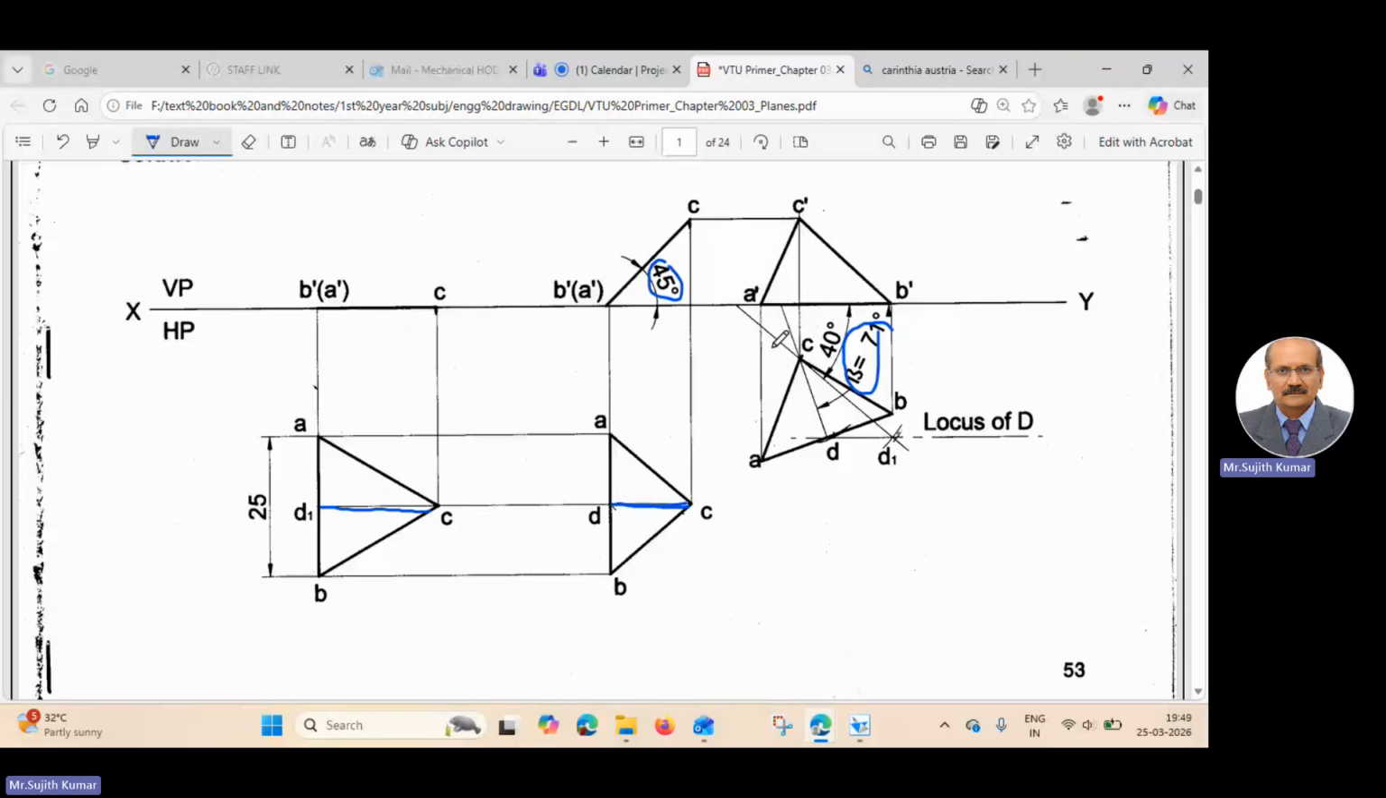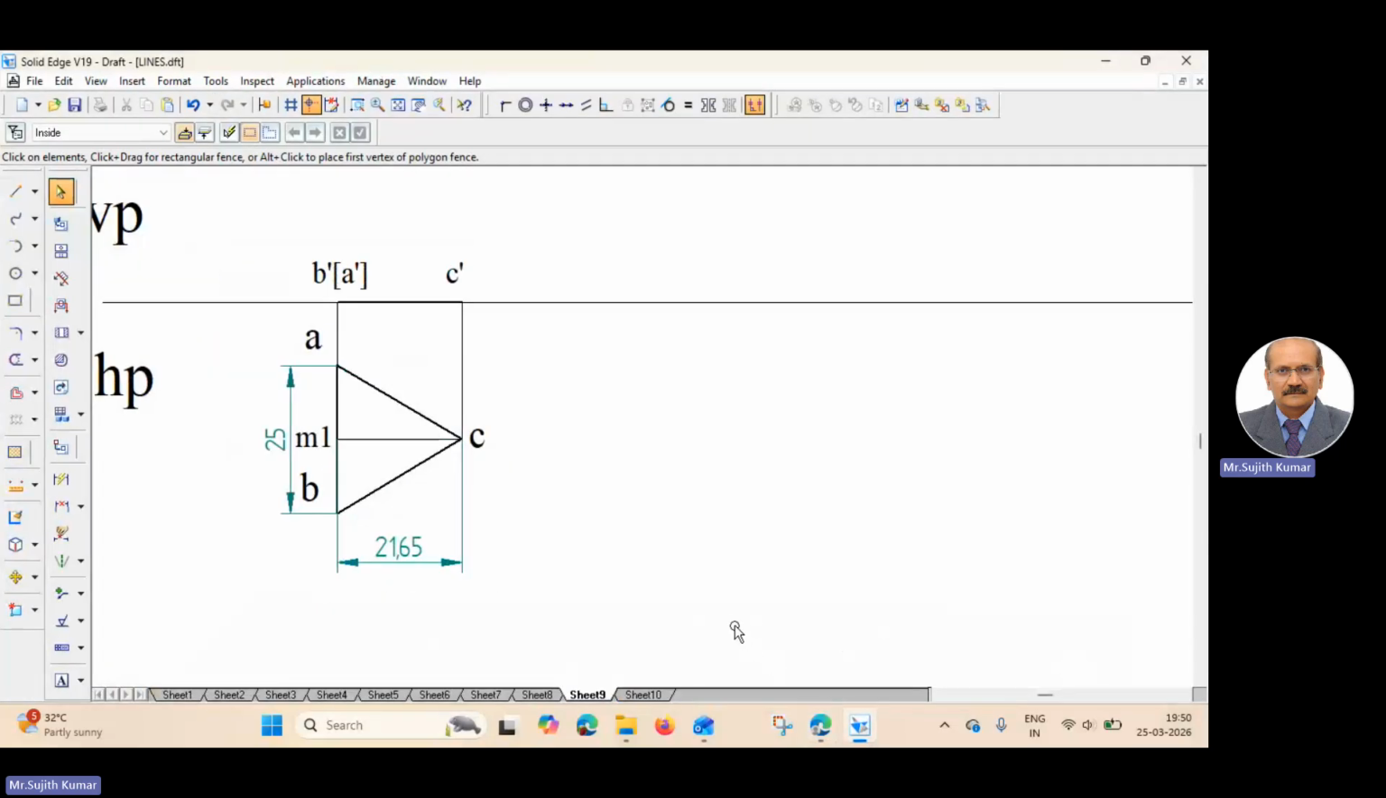For VP, the 40 degree angle is made by the median, but the median has both a true length and an apparent length. So when the reference edge is changing its length, you have to find the beta angle. So this is a beta angle problem, because the reference edge is changing its length. Okay, now let us go to Solid Edge and solve this question.